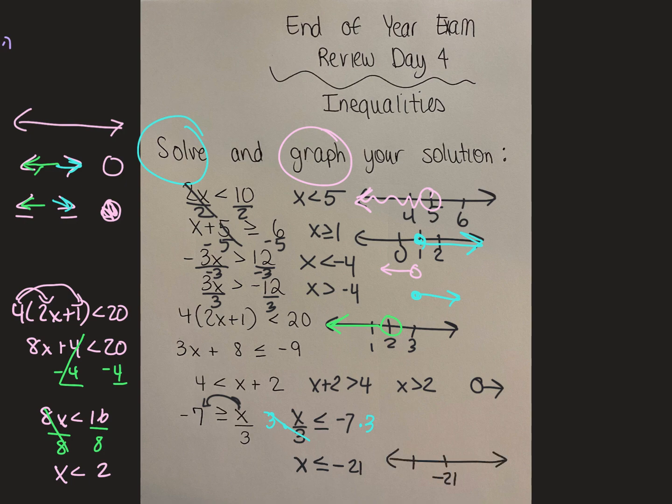Give me a -21. Give me some neighbors. And what kind of a dot? It's a closed dot. What direction? It's going to the left. Okay. These are the answers, so I'm not going to send you another separate piece of paper with the answers, but these are the answers.